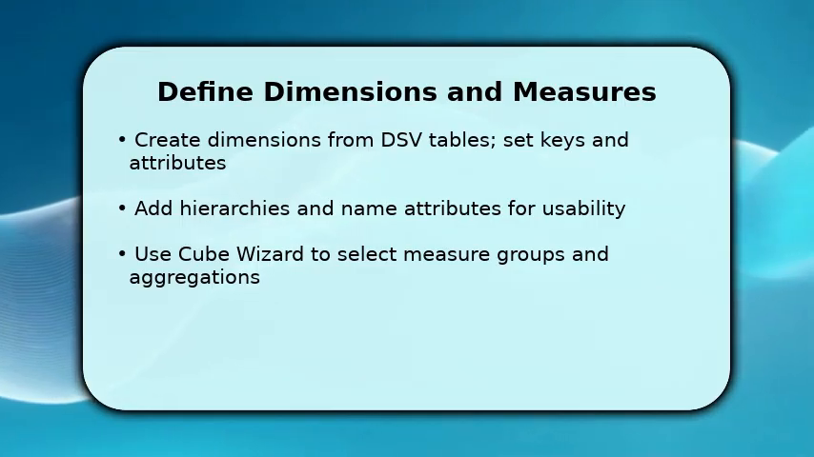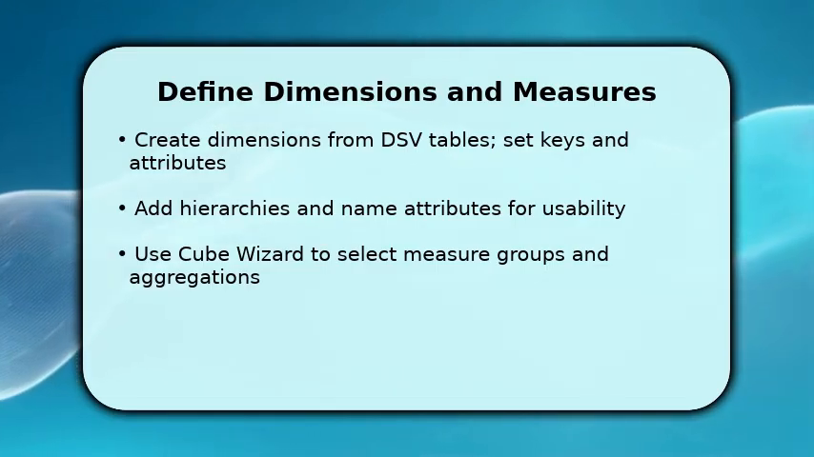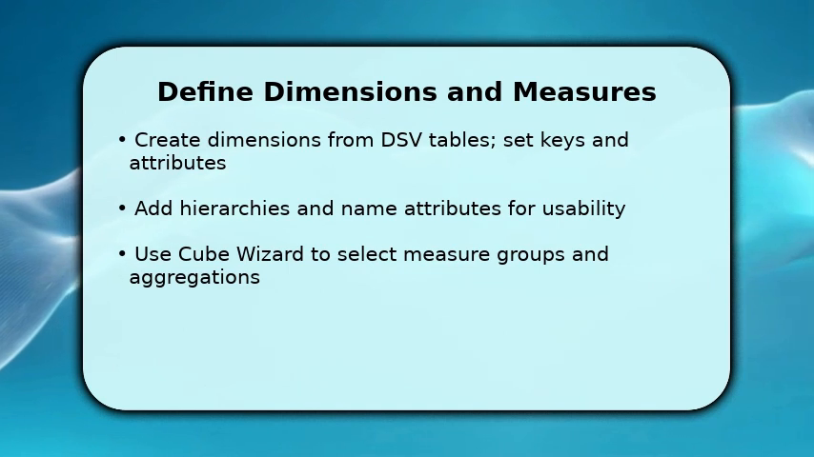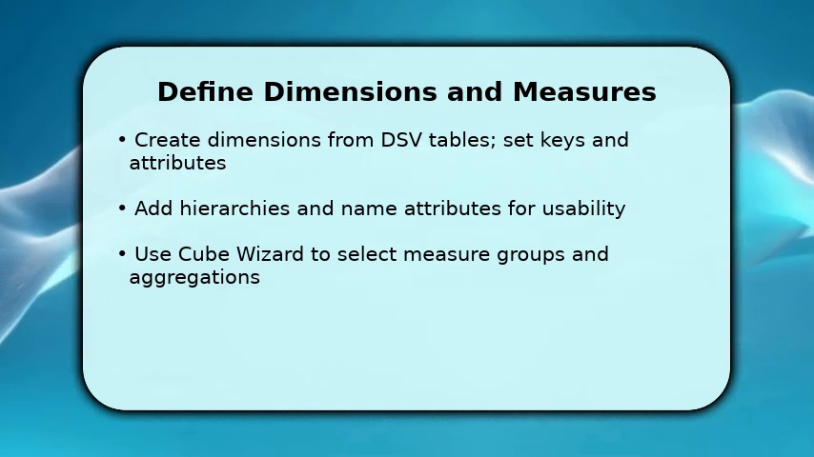Then run the cube wizard to choose measure groups from fact tables, select aggregation designs, and set storage options. Make sure calculations and named sets are configured. These become the core measures and analytical structures.